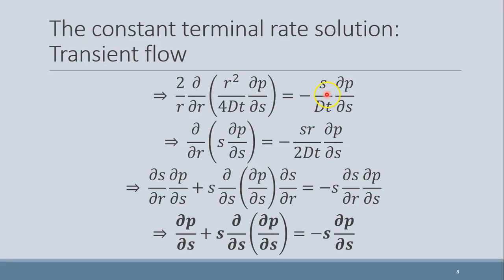Plus r is taken here. So the 2 by r term is taken here, and it becomes minus s r by 2 D t into del P by del s, and del by del r of r square by 4 D t becomes s. So s del P by del s is equal to minus s r by 2 D t del P by del s. Now the chain rule of differentiation is applied on the left hand side, so it becomes del s by del r into del P by del s plus s del by del s of del P by del s into del s by del r, and the right hand side remains the same, minus s del s by del r into del P by del s.